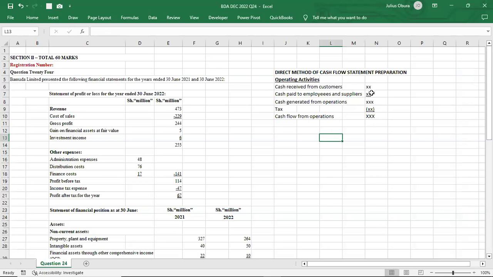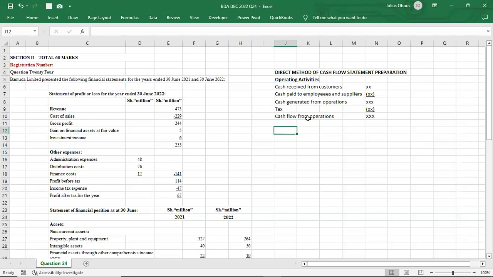This is supposed to be subtracted. The cash paid is supposed to be subtracted. So that is how we compute the first part, the cash flow from operating activities, in the direct method. We have cash from financing activities and cash from investing activities, which remain constant as in the indirect method. The only place that we change is cash from operating activities in the direct method, and this is how we are supposed to do it.